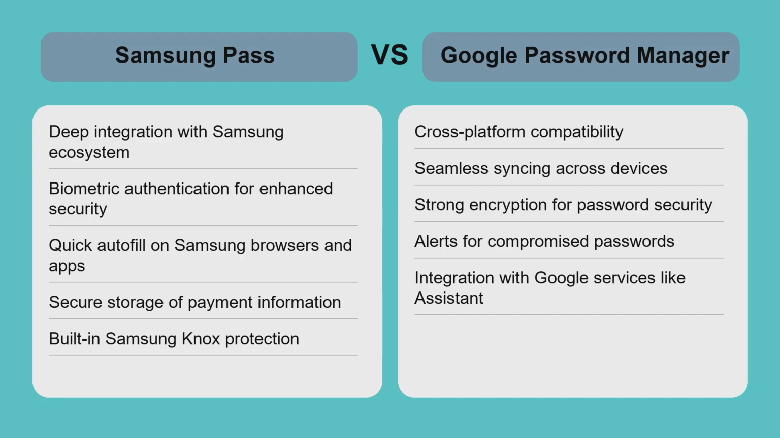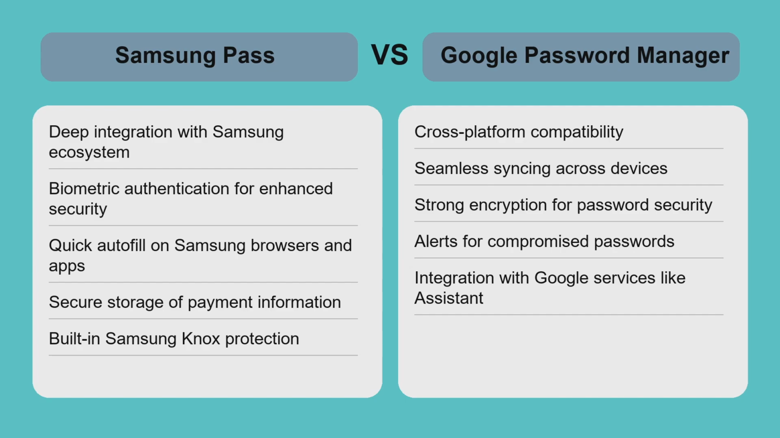Samsung Pass excels in biometric security and deep device integration, perfect for Samsung users who want quick, secure access without extra setup. However, it's limited to Samsung hardware, which restricts use if you switch devices or brands. Google Password Manager offers flexibility across platforms, syncing effortlessly with your Google account and supporting various browsers and operating systems. This makes it more versatile but slightly less specialized in biometric options.